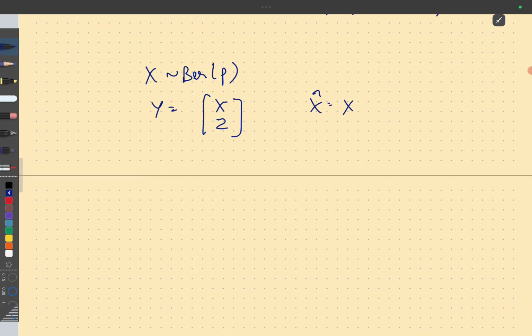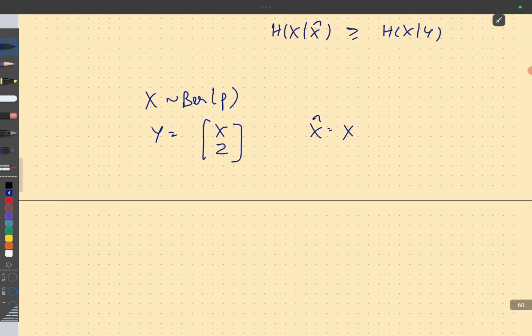Any other questions? Here it's also a sufficient statistic. In this example, yeah, it's a sufficient statistic. Any other questions? Okay.